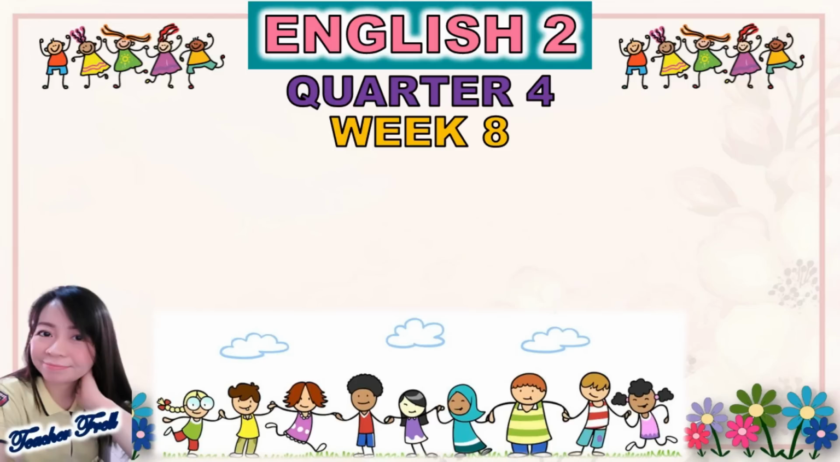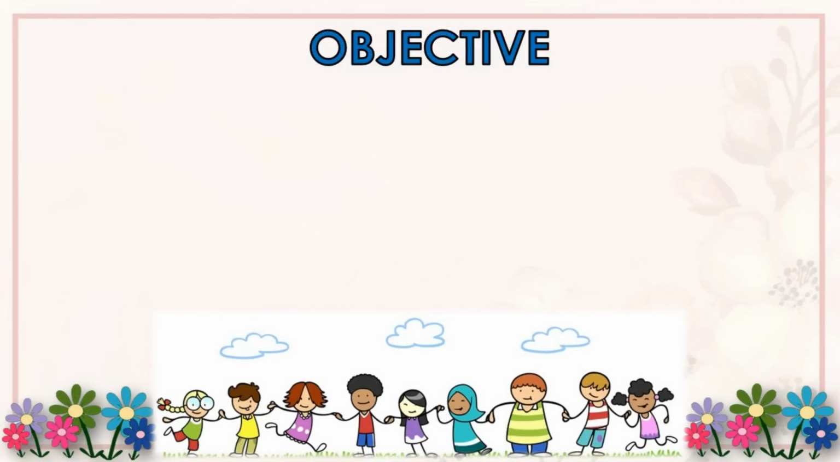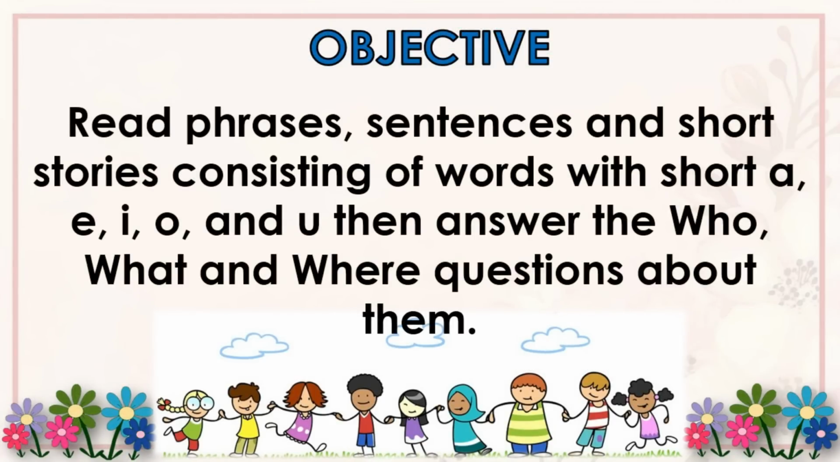Our lesson for today is about reading phrases, sentences, and short stories consisting of words with short vowel sounds. Objective: read phrases, sentences, and short stories consisting of words with short A, E, I, O, and U, then answer the who, what, and where questions about them.